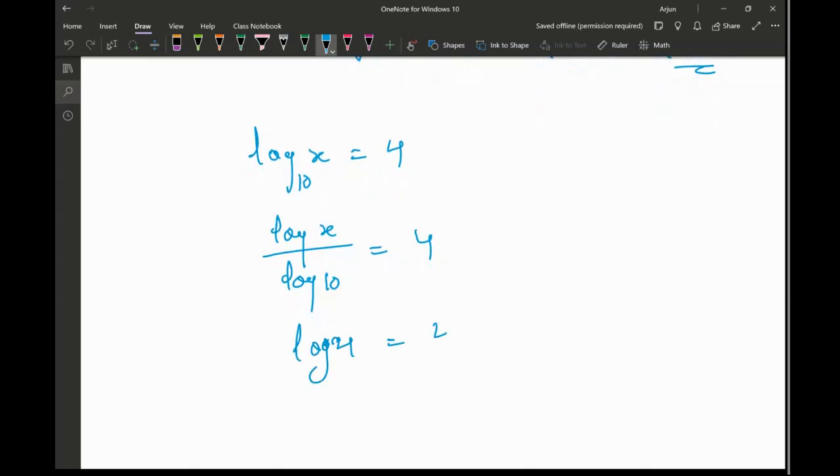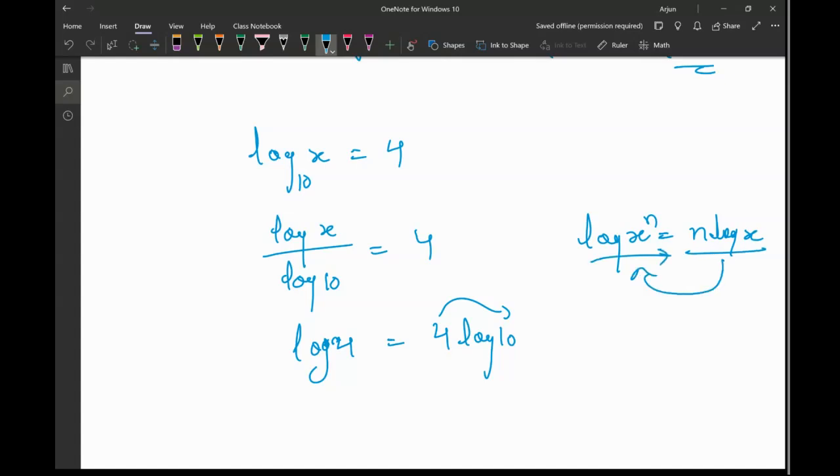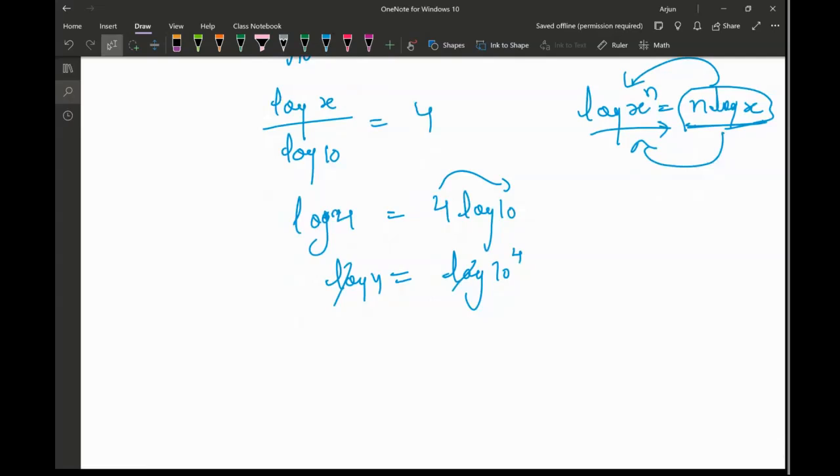log of x equal to 4 log of 10. Now this 4 I can move to the other side by using the formula log of x to the power n equal to n log x. This was the formula which I told you, but you can go backward in the formula also. So this format is given to me, and I'm going backwards in this format. So I can write it as log of 10 to the power of 4 equal to log x, and log cancels out. So x equal to 10 to the power of 4, which is 10,000.